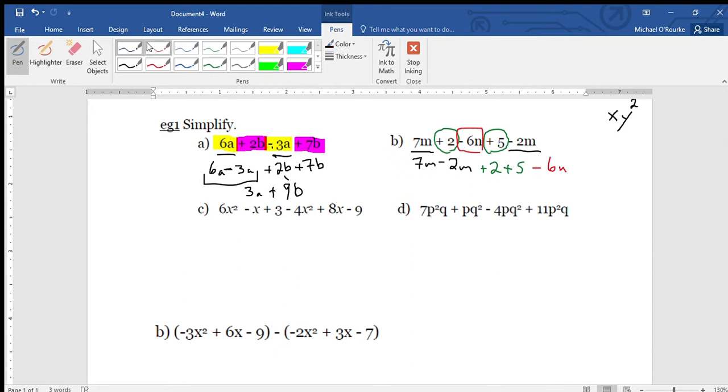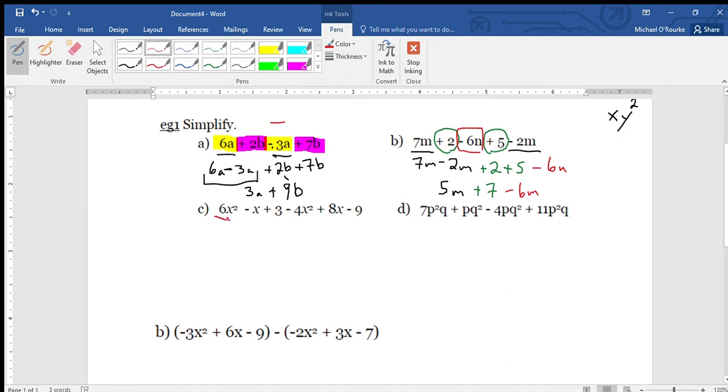Now I combine my colors here. So I'm going to combine my blacks. 7m minus 2m is going to leave me 5m. 2 plus 5 is 7. And then the negative 6n is just there. Okay. So let's keep firing through these. So all we're doing is grouping the things that are like, and we're collecting them to make it simple. It simplifies, so we make it simple. So this big equation can be simplified into one small one with two terms.